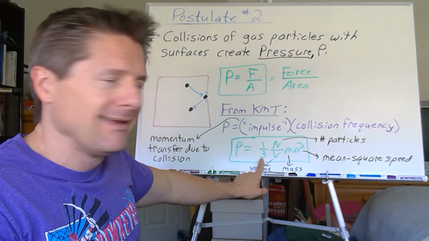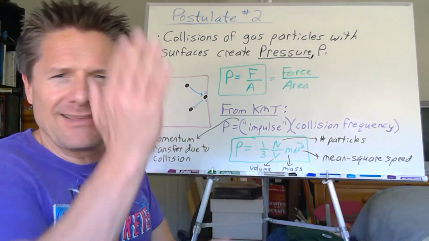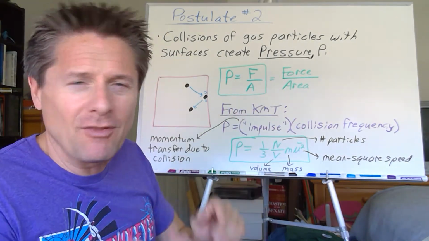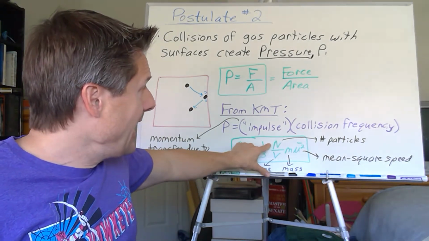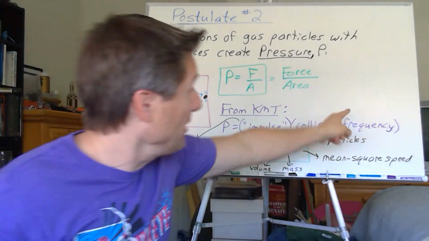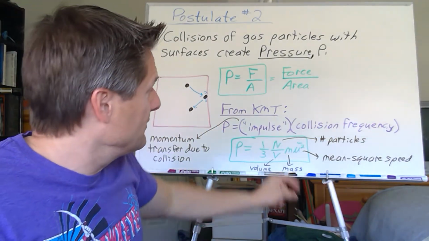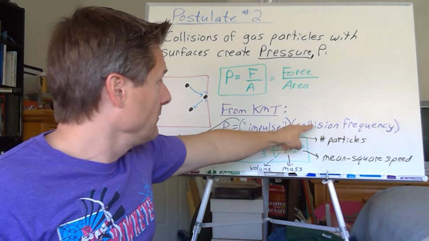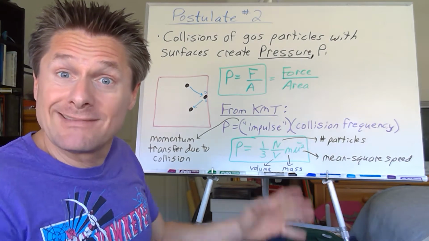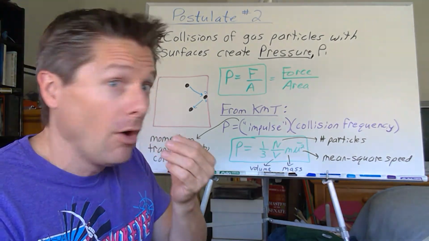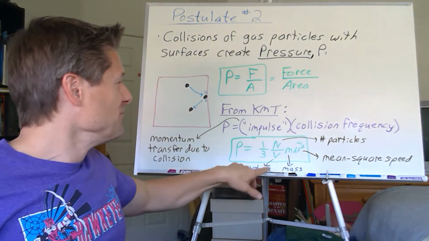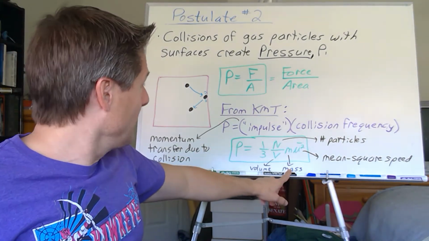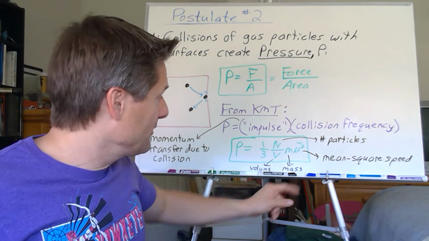So 1/3, don't worry about that number. It comes from the X direction, Y direction, Z direction, all this kind of stuff, because we're moving in three dimensions. N is the number of particles. Makes sense. It impacts the collision frequency. Volume, right? Impacts the collision frequency. We can see the dependency of the pressure on the volume. That's going to be a law later on down the road. M, the mass, right? This deals with the impulse, the momentum transfer.